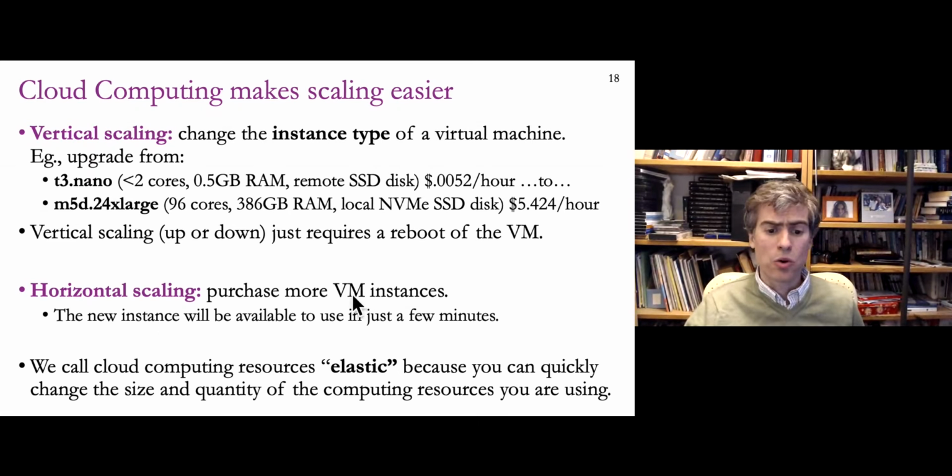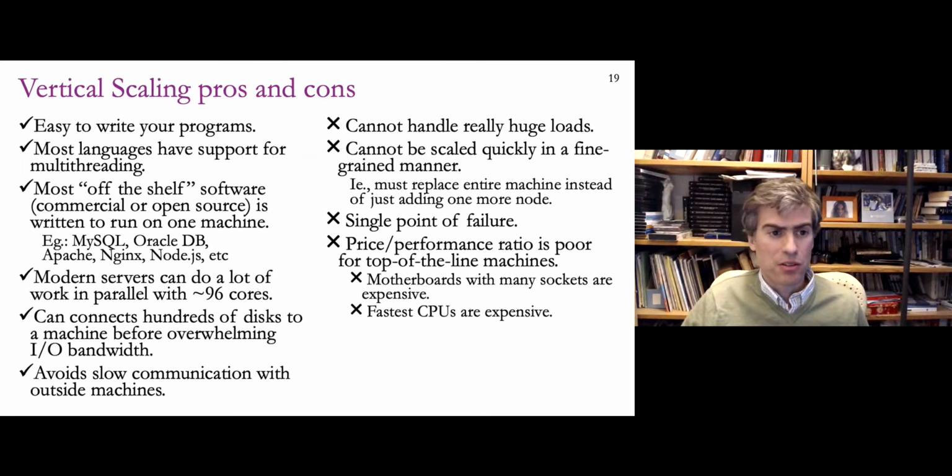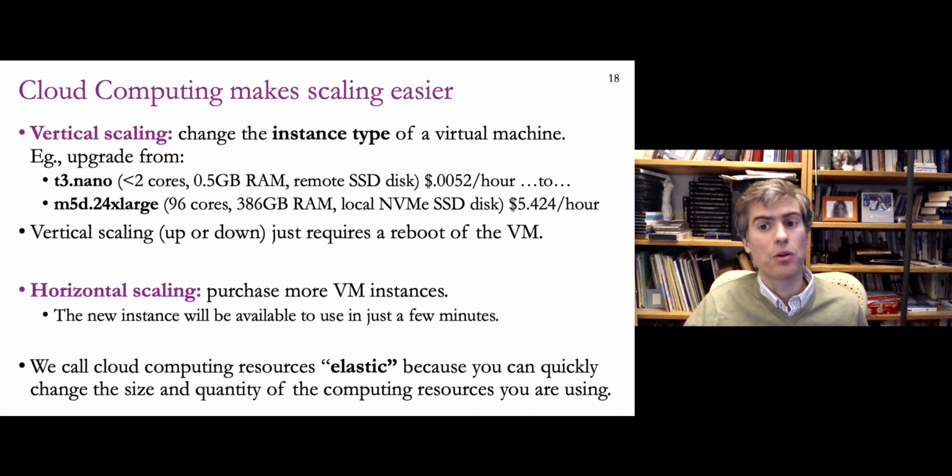Cloud computing also makes horizontal scaling easier because you have the ability to purchase more virtual machine instances at any time. You also have the ability to do the reverse, which is to shut down virtual machine instances, and you're billed every hour or 15 minutes or minute, depending on the service. So you can shut down a machine after using it for only an hour and only pay for an hour's worth of usage. So you can scale things up when you need the capacity, and shut stuff down when you don't need it.